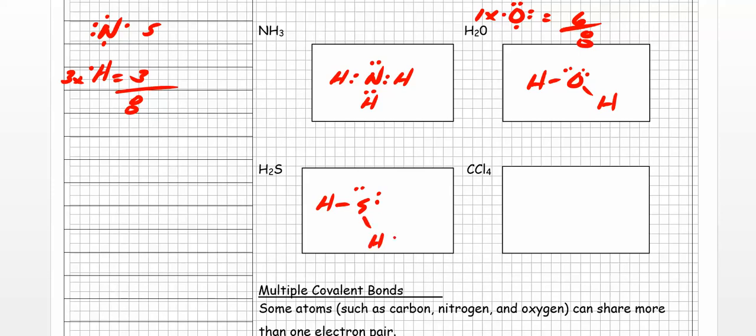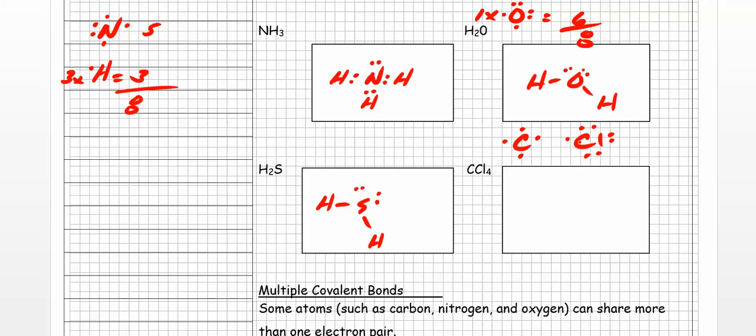So that would be the structure for H2S. And finally, CCl4. Carbon has 4 valence electrons. Let me write those in. 1, 2, 3, 4. There's 1 of them. And chlorine has 7. 1, 2, 3, 4, 5, 6, 7. And there's 4 of those.